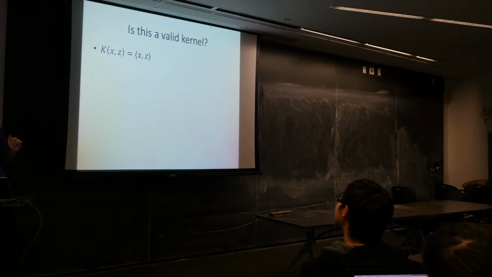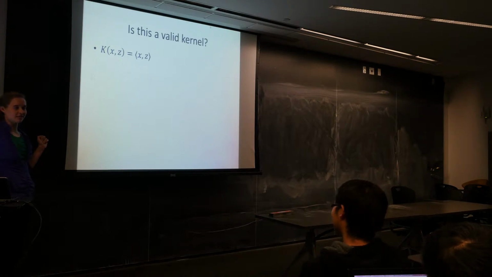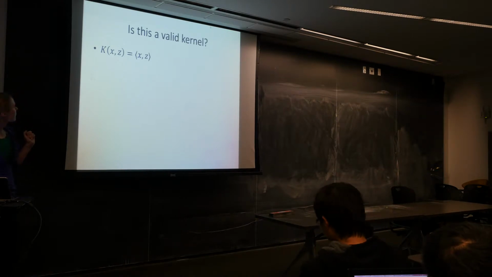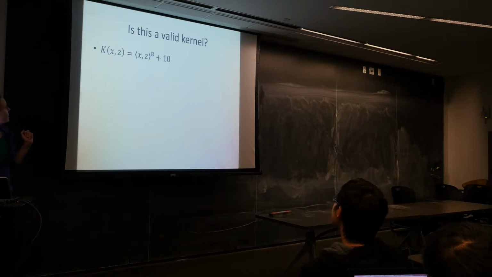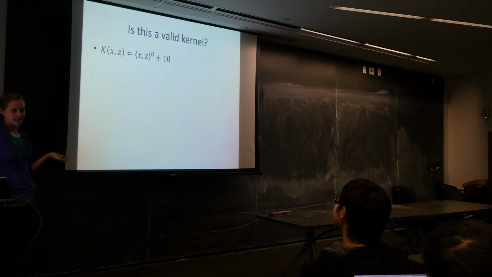Here we have another example that is literally just the dot product of x and z. Is that a valid kernel? Yes, it's symmetric, it's positive semi-definite, you're good. Here we have another example, the dot product of x and z raised to the 8th power plus 10. Is that a valid kernel? Yes. Does anyone want to explain why?